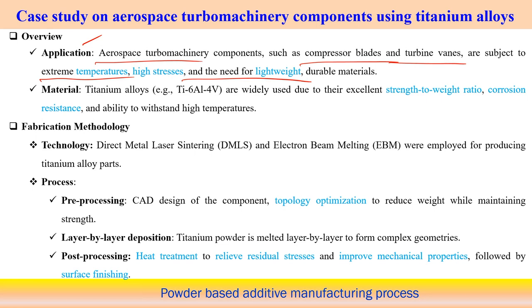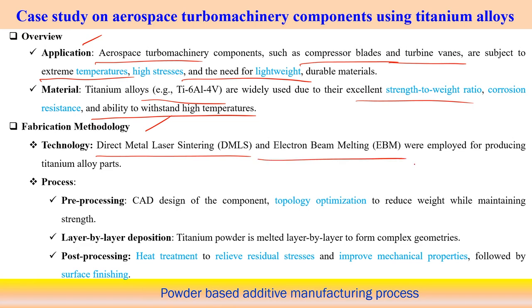For material, we have already chosen titanium alloy, because the strength to weight ratio is very good in these cases, it has corrosion resistance, and at the same time it has the ability to work at high temperature, retaining hardness even at elevated temperature. For fabrication methodology, direct metal sintering and electron beam melting, these two methods can be employed for producing titanium alloy parts. So we are assuming these two processes are followed to manufacture this component.